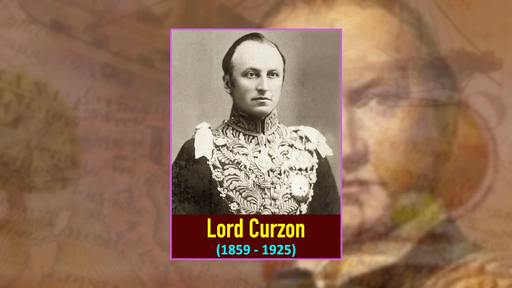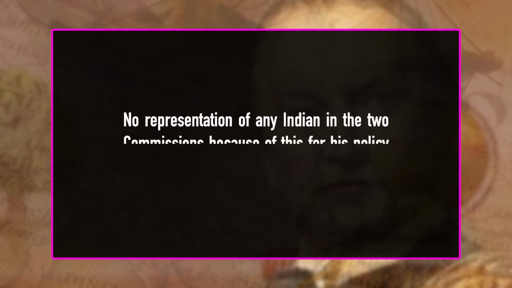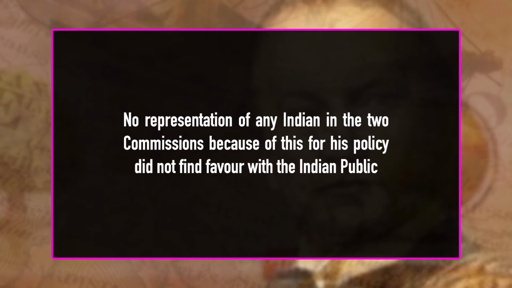It is clear from this discussion that Lord Curzon wanted to control the functioning of the universities and thereby break the autonomy of the universities. In the recommendations of the Indian University Commission of 1902, there was no proposal for establishing a new university. Moreover, there was no representation of any Indian in the 2 commissions. Because of this, his policy did not find favor from the Indian public.